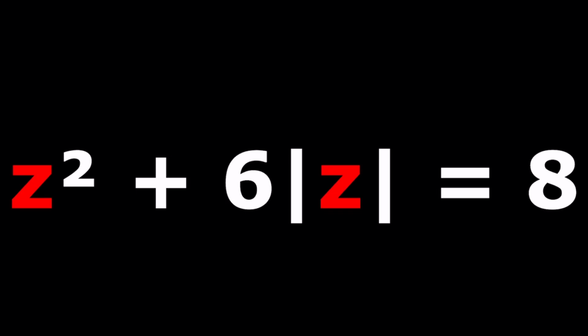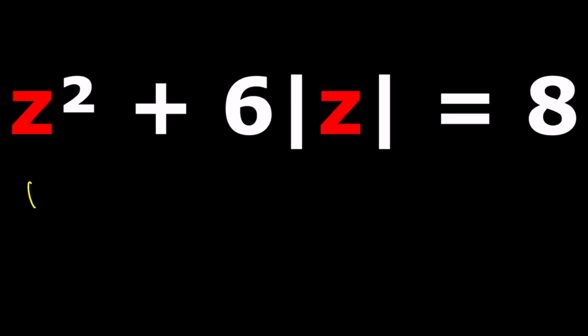This channel is all about complex numbers, and in this video we're going to be looking at an equation with absolute value. So this looks like a quadratic equation, doesn't it? But it also contains absolute value, which makes it more interesting. And I think I will be presenting maybe two approaches, and let's start with the first one.